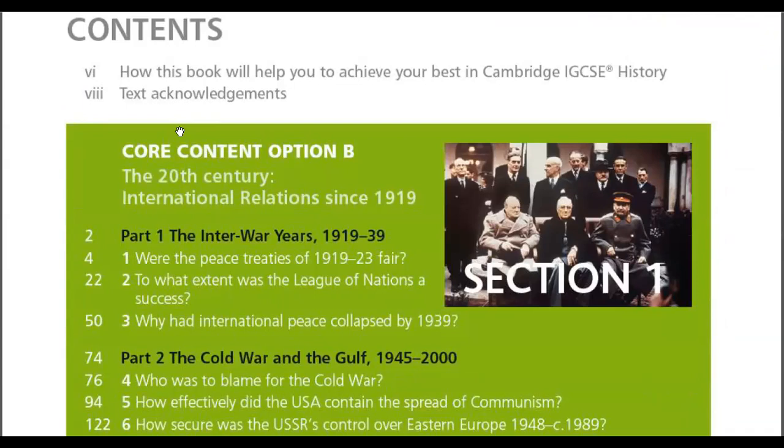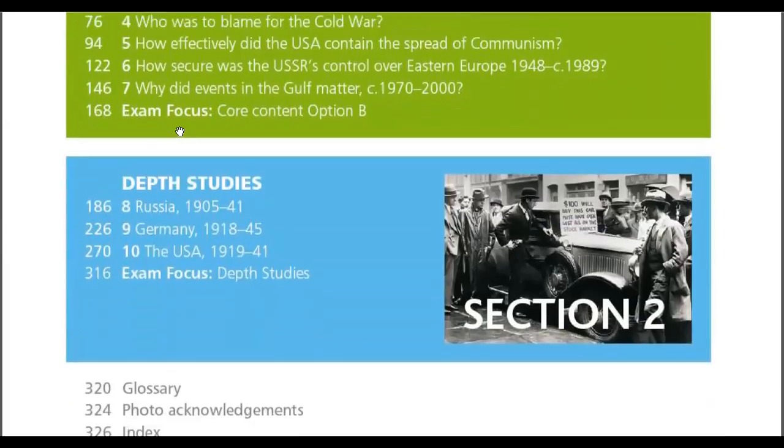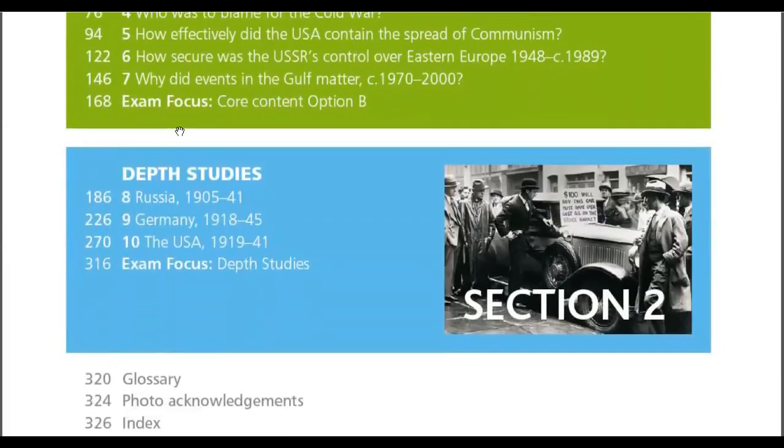So the core contents, option B, the 20th century, international relations since 1919. Part one will be the interwar years from 1919 to 1939. So it will be the war years. Also the Cold War and the Gulf, 1945 to 2000. So we also have the depth studies. We will talk in the depth studies about Russia, Germany, and the USA.